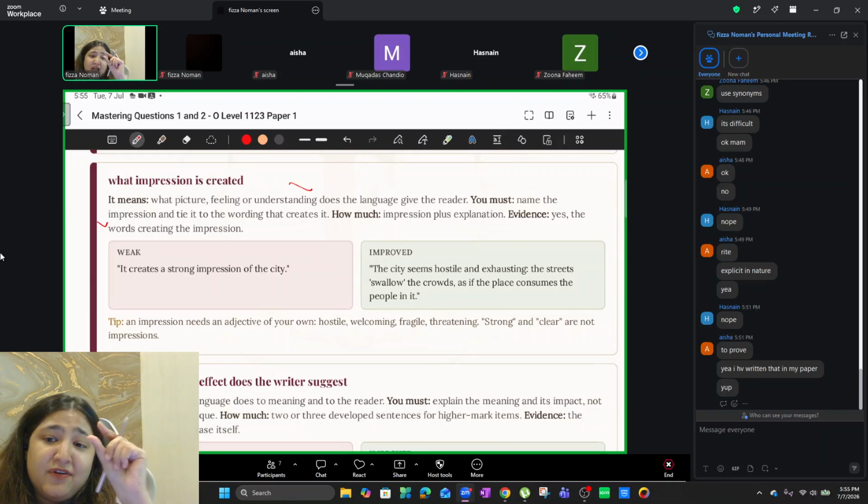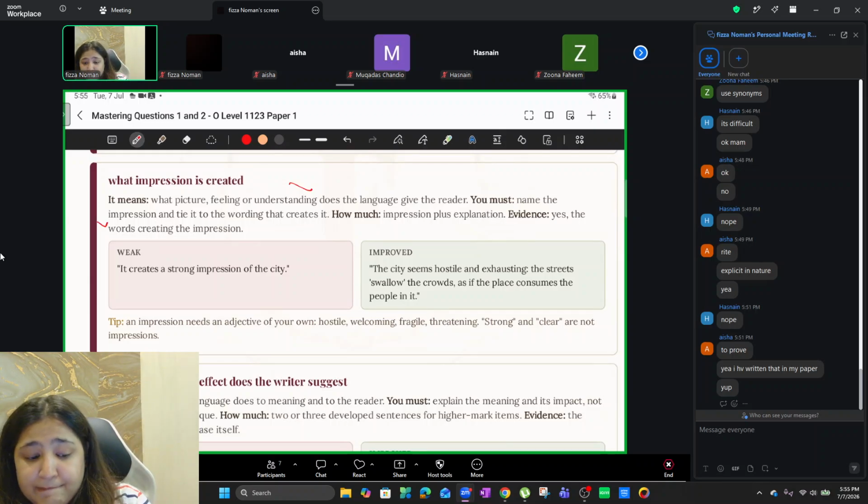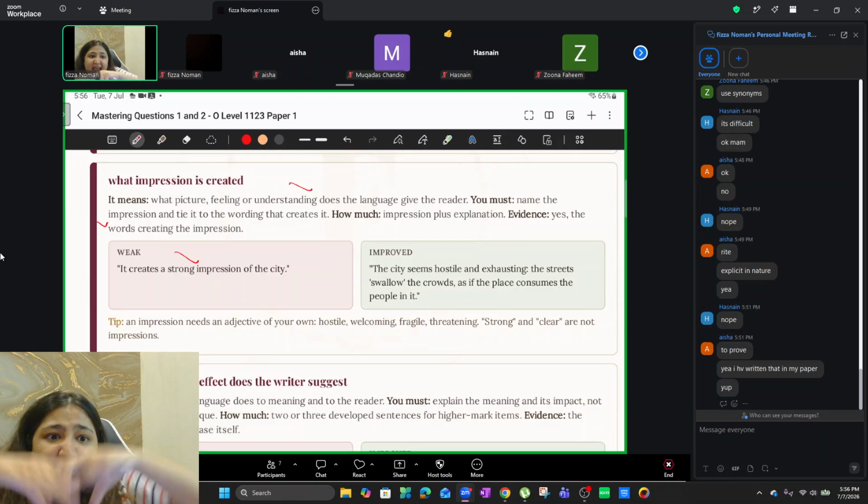So we can give word level quotes. For example, it creates a strong impression of the city. How? What is creating the strong impression of the city? Quote the exact words, maybe the sentence or the phrase. The city seems hostile and exhausting. The streets swallow the crowds. Word level analysis. Literally take it all apart.